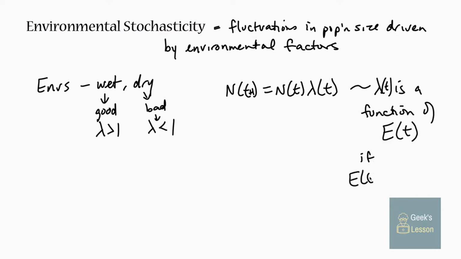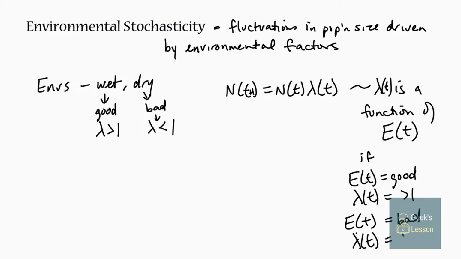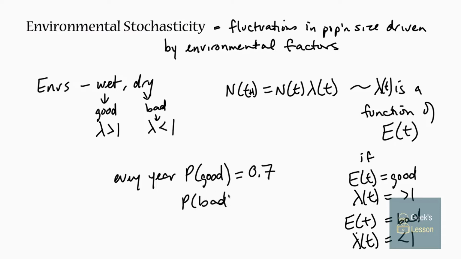If the environment at time t is good, lambda at t is going to be greater than 1, or if the environment at time t is bad, lambda at time t will be less than 1. So this defines the stochasticity of my model, and we might say that wet years are Poisson distributed. So there's some given probability every year. We define p good year, that's 0.7, and p bad would then be 0.3.